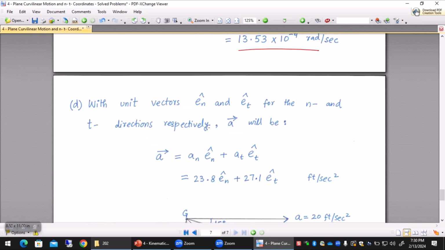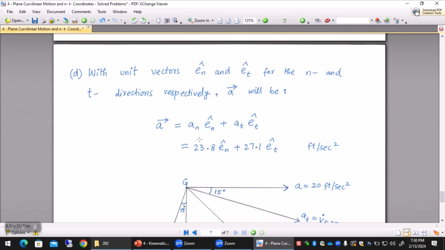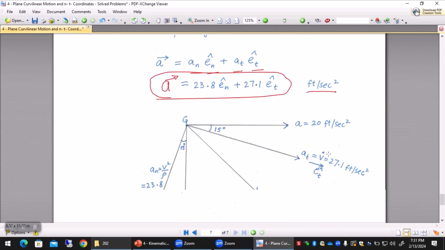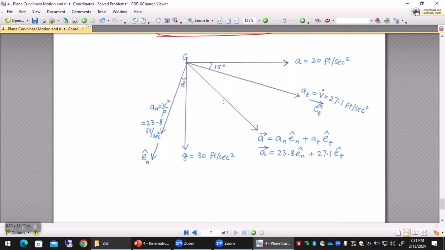Finally, they ask you to write the total acceleration vector in vector format. So it will simply be a sub n times the e sub n unit vector plus a sub t times the e sub t unit vector. We have already determined both a sub n and a sub t, and the final acceleration vector will be this number, in feet per second squared. If you want to see its direction, it will be somewhere towards the diagonal, because a sub t was a positive number 27.1 and a sub n was also a positive number 23.8, so somewhere between them will be your a. You can also determine the exact angle it makes with the t axis or n axis by taking the tan inverse of the ratio of their components, right? So this is your final acceleration vector when described in the nt coordinate system.